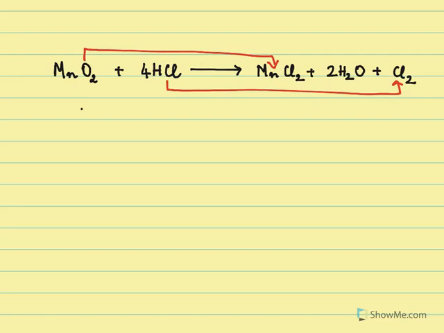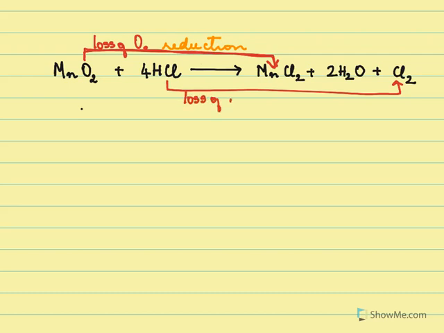Observe the first one, when MnO2 is becoming MnCl2. There is a loss of oxygen, and we know a loss of oxygen means reduction. So this is a reduction reaction. MnO2 undergoes reduction.